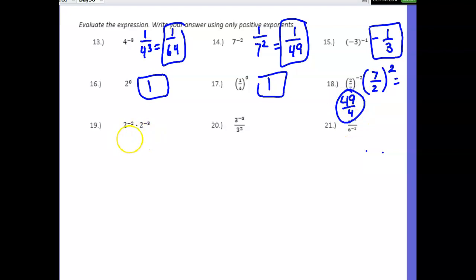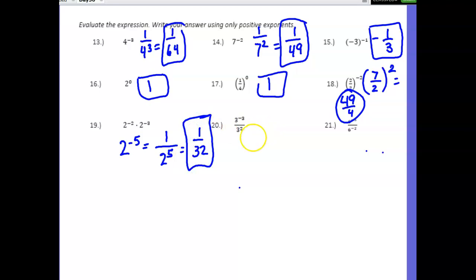Okay, for this we're going to get the same base, 2, so we're going to add the exponents. Negative 2 plus a negative 3 is going to be equal to a negative 5. So then we write our final answer as a positive exponent by taking the reciprocal, which would be 1/32.